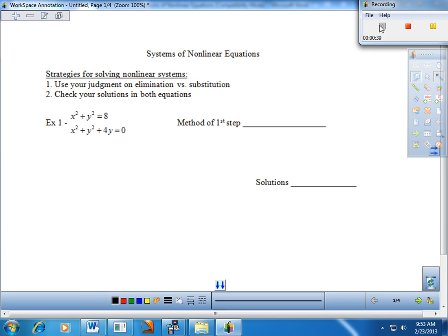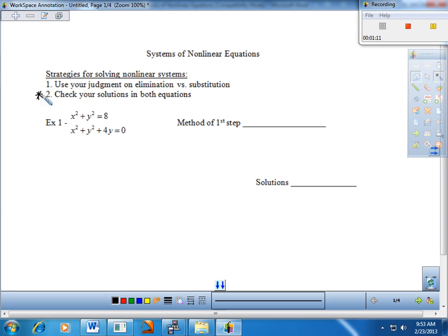I do have a couple strategies at the top that I'll read, and then we'll go through 4 examples and get some practice together. So let's look at number 1. Basically, you get to use your judgment. For certain systems, elimination would probably be the more efficient choice, and for certain systems, substitution would be the more efficient choice. You make that call. And once you solve everything and you're feeling good about it, make sure you check your solutions. As a matter of fact, a little asterisk next to that one: check your solutions in both equations.